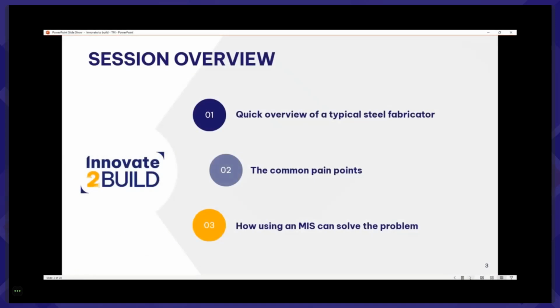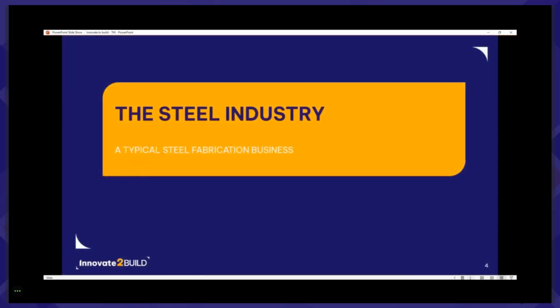In this session, we're going to be taking a look at the main challenges of a steel fabrication shop, the common pain points, and how using a management information system can solve a lot of these common issues. First, let's take a look into the steel industry and the function of a steel fabrication shop, the main objective, if you will.